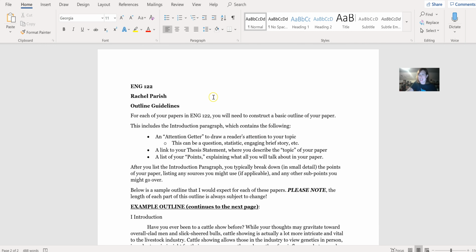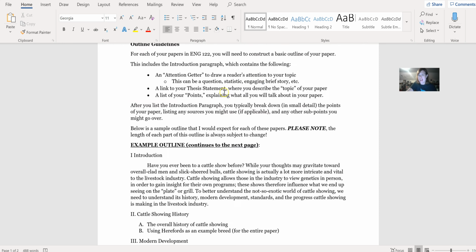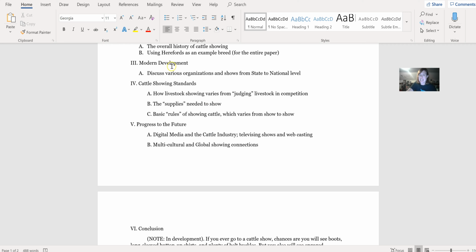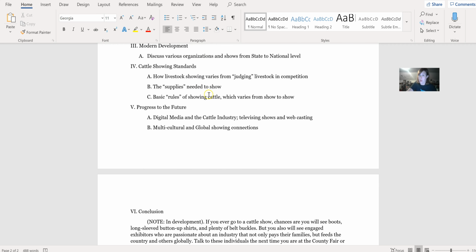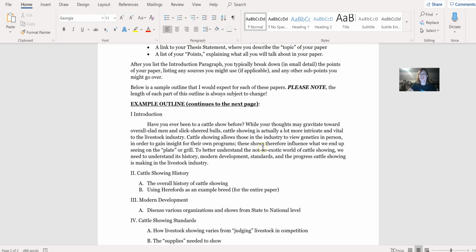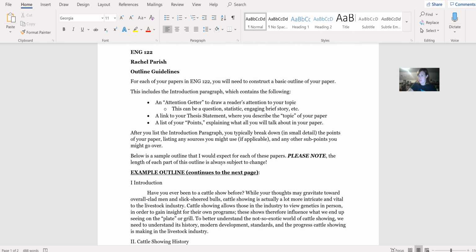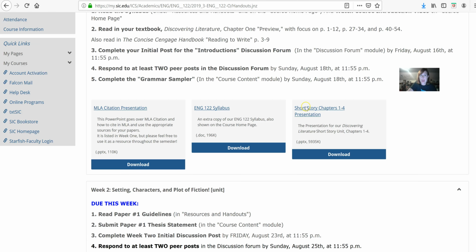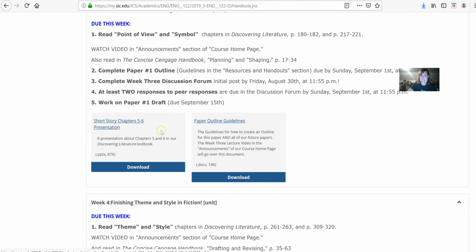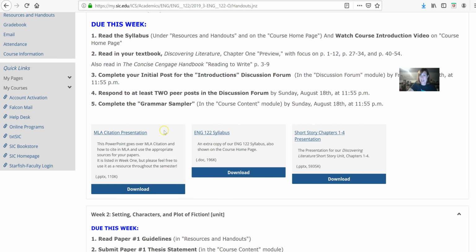But I'm not going to deduct points on your outline unless you just don't follow the instructions. Unless it doesn't look anything like this, and then I'll deduct points. But if it looks something in a similar vein to this, you're going to be fine. All right? So, with that being said, that's all the assignments this week for week 3. Just the discussion forum and the outline.